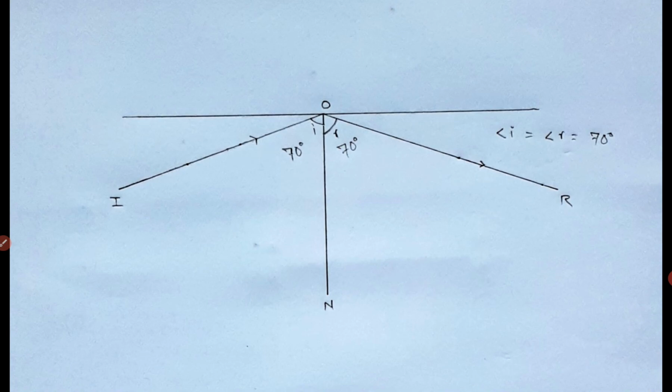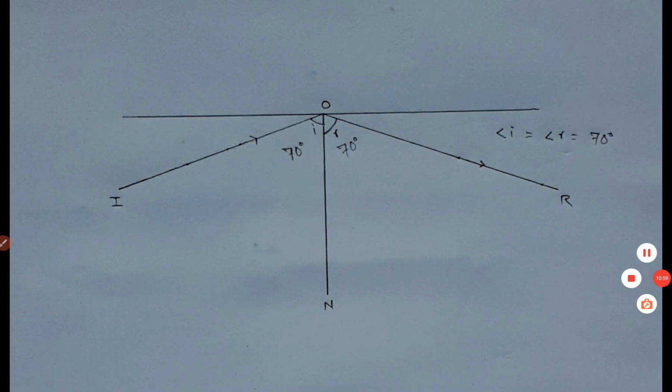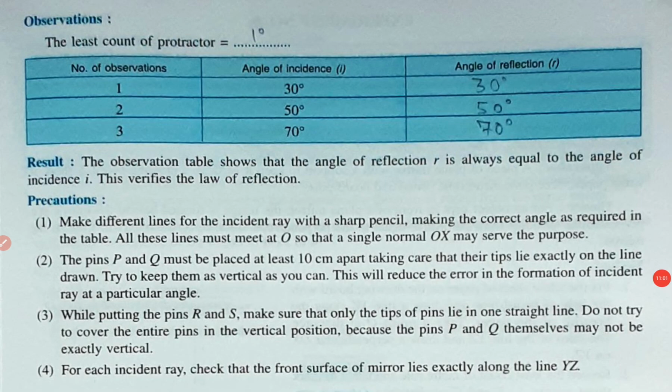Let us go to the result part. From the experiments we got the values of angle of reflection as 30, 50 and 70, and thus the result is that the observation table shows that the angle of reflection R is always equal to the angle of incidence I. This verifies the law of reflection.